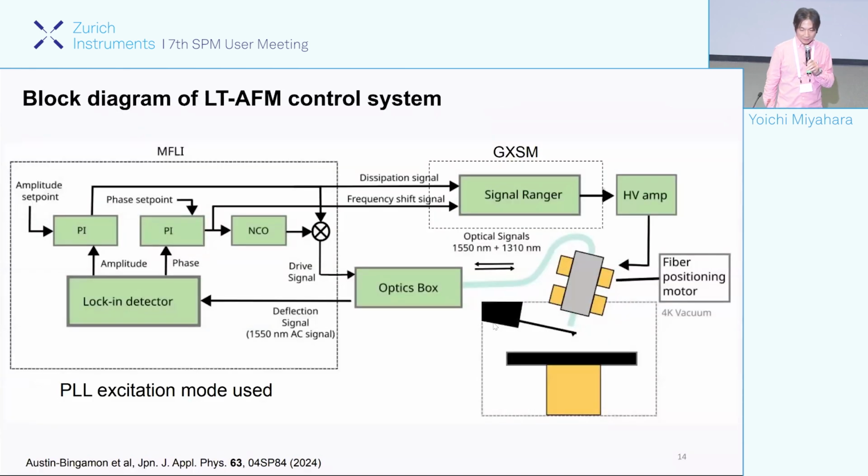So this is a block diagram. I don't really need to explain, but basically the output of the MFLI goes to this optical box that I already showed you. This modulates the intensity of the excitation laser. Then this modulated laser goes to the cantilever and excites it. Also, one of the outputs of the signal range electronics provides a sawtooth wave to move the Z fiber, the fiber motor, to adjust the cantilever-fiber distance.